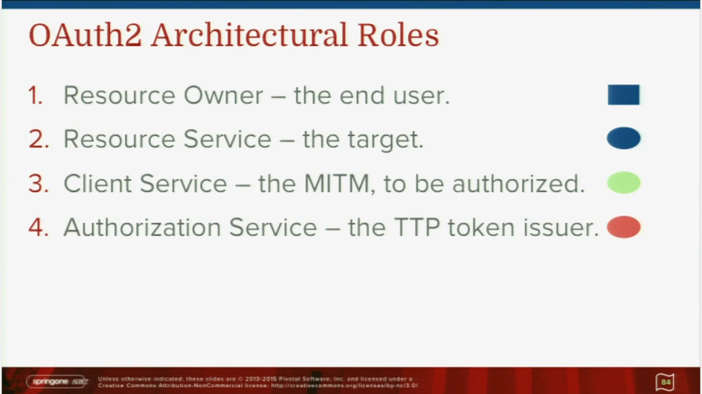Okay. 4 architectural roles, not ANSI RBAC roles, but just your role in the protocol exchange. Are you the sender? Are you the receiver? These are the 4 roles that happen in OAuth 2. You're either a resource owner, you're a resource service, you're a client service, or you're an authorization service. And funny as it should occur, you can be more than one of these, right?